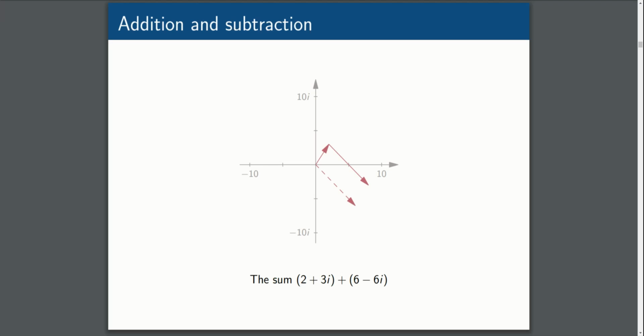For the problem that we're looking at, what I did is I took the second vector in our sum, and I moved it up so that its tail is located at the tip of the first vector. Then we know that the result of our addition is what's shown in the diagram. Turns out that's going to be 8 minus 3i, and you can see that the picture we have here matches up with the algebra that we did earlier.